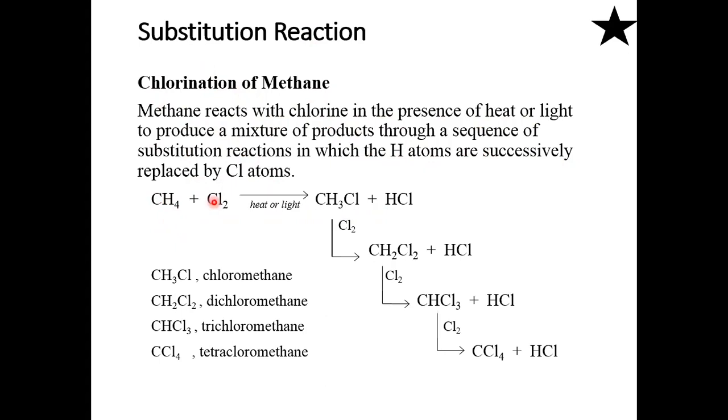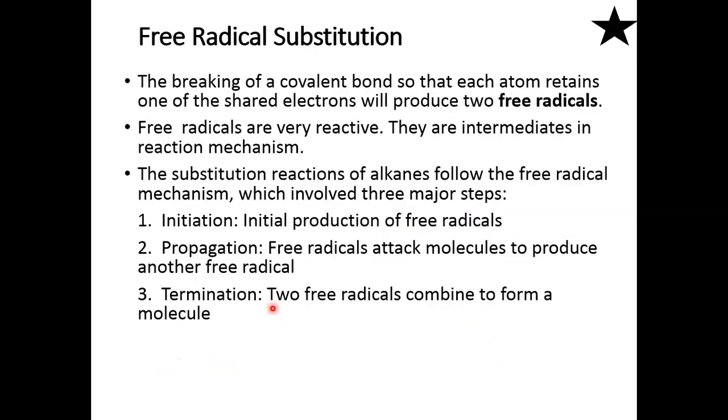So methane plus chlorine, you will get chloromethane plus HCl as the byproduct. The reaction can proceed more and more until all the hydrogens are substituted with chlorine. So there are 4 products formed: chloromethane, dichloromethane, trichloromethane, and tetrachloromethane. So there is no more hydrogen left from the original methane.